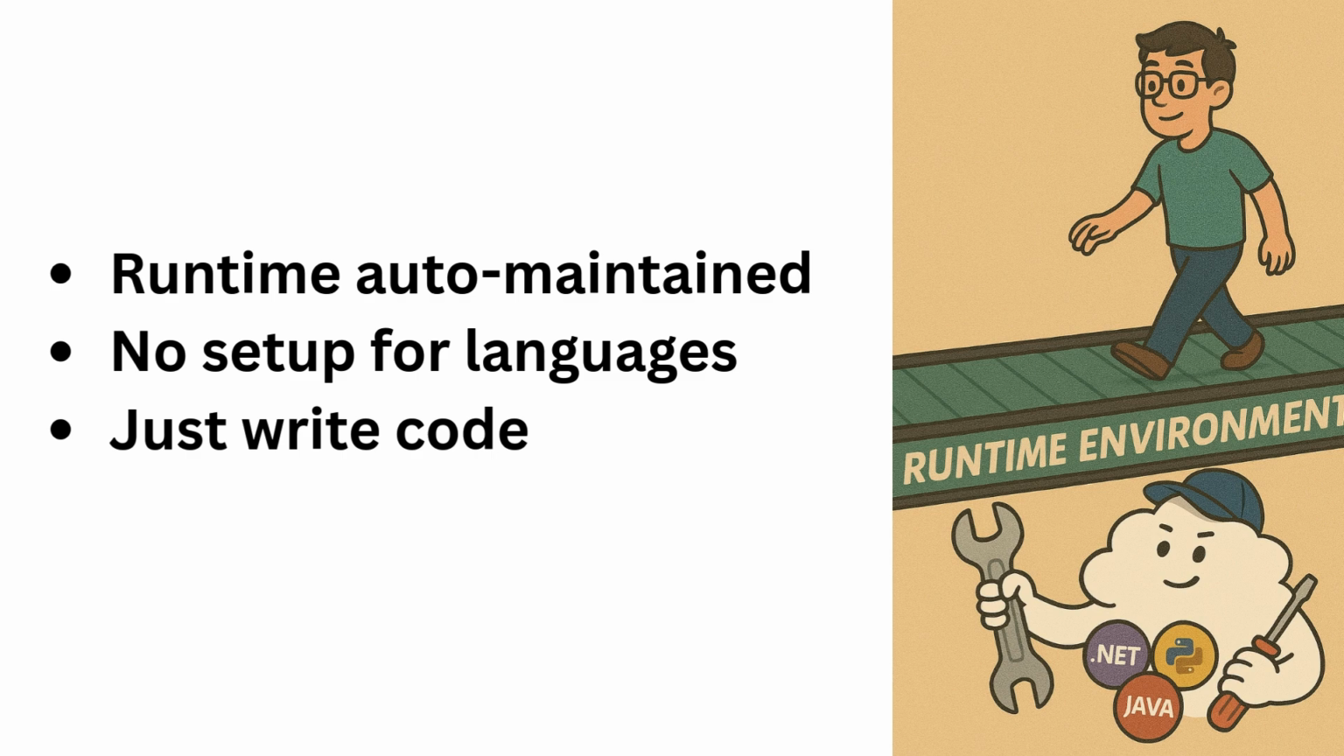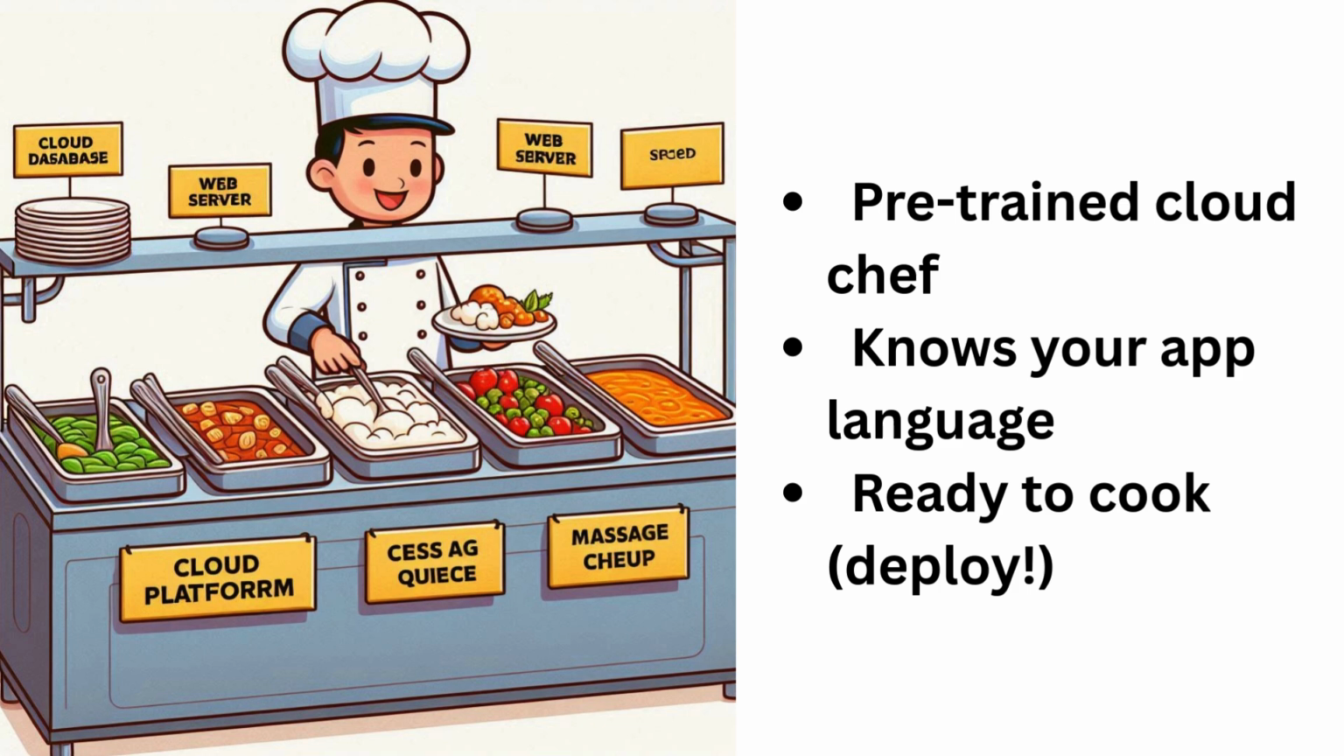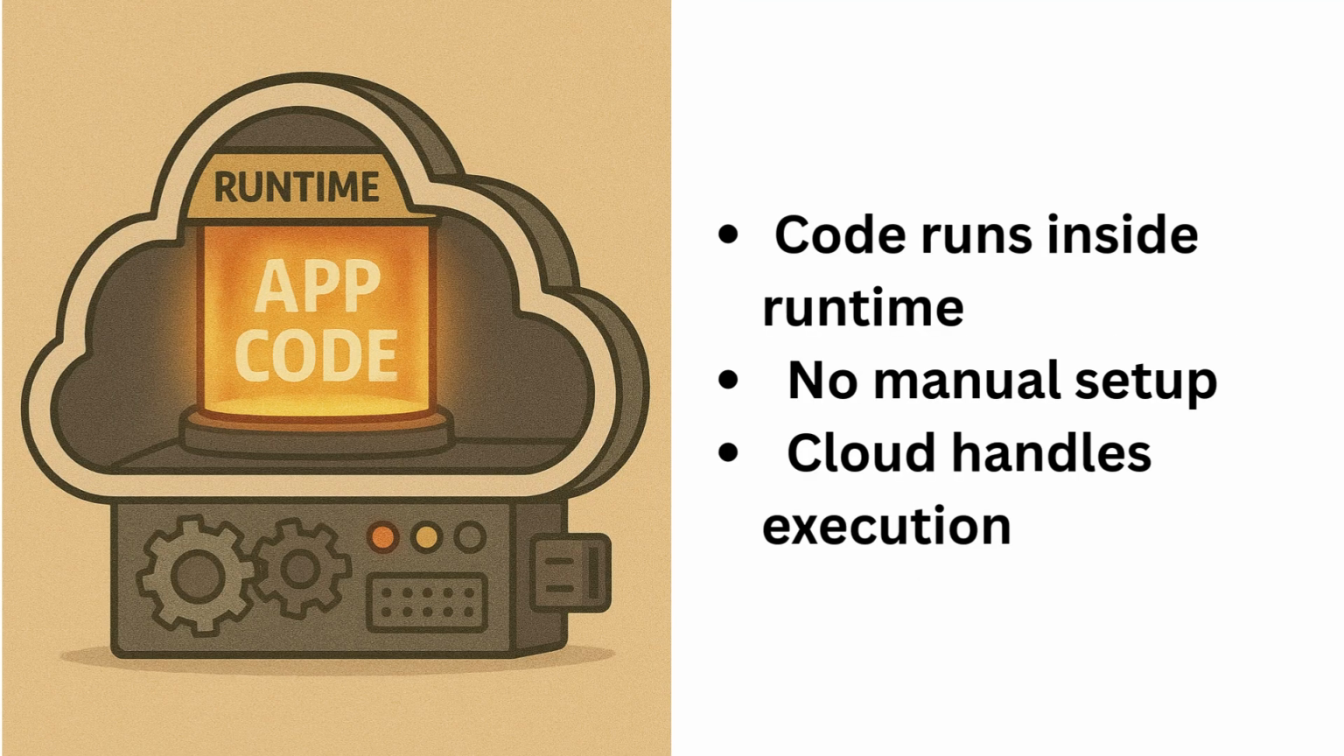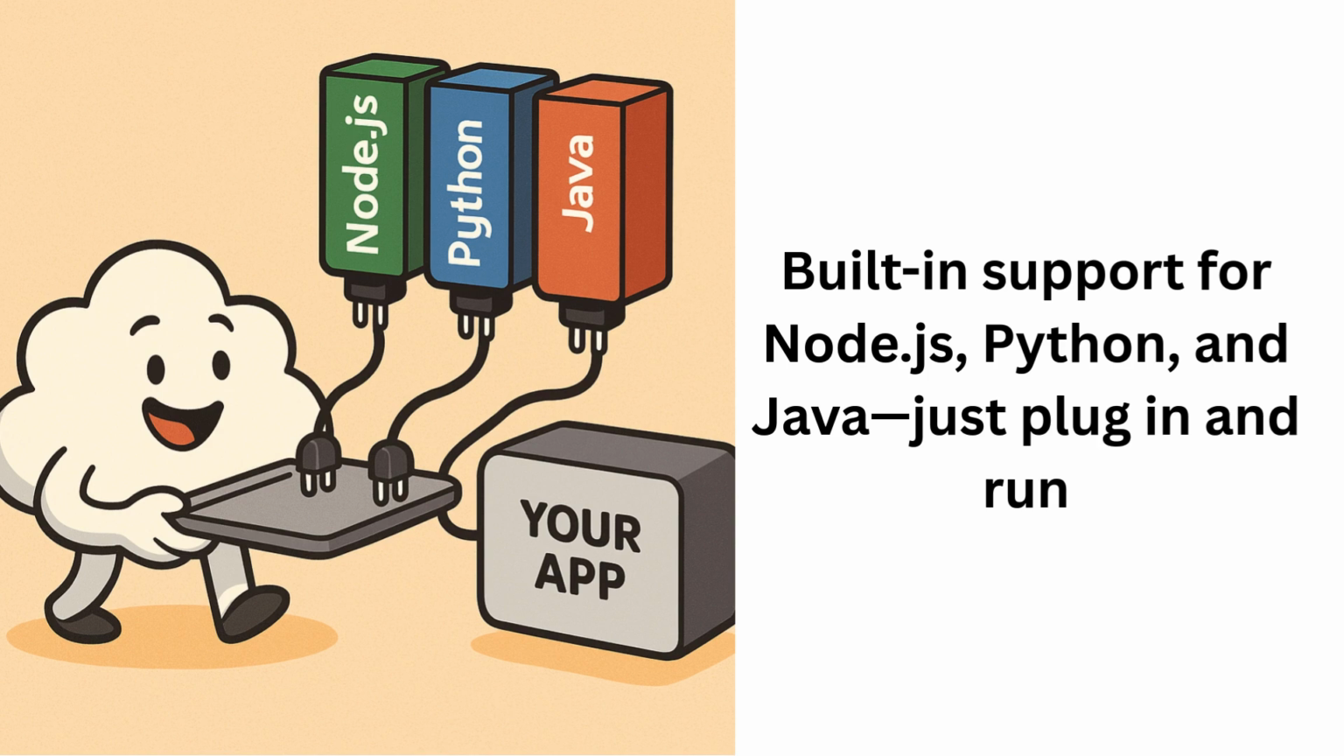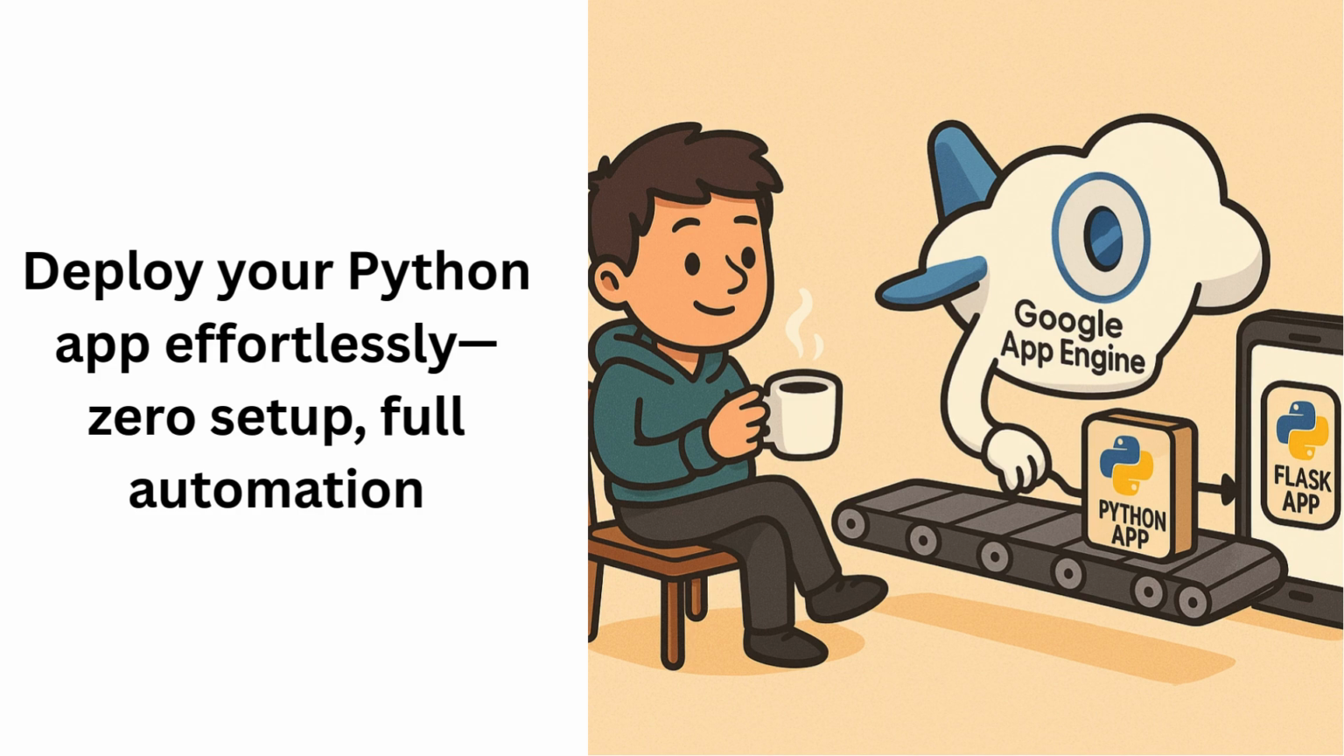Runtime environment, managed by cloud provider. Analogy, the chef is already trained and knows how to cook. The runtime is where your app code runs. It's already installed and ready for Node.js, Java, Python, etc. Example, Google App Engine runs your Python Flask app with zero setup.